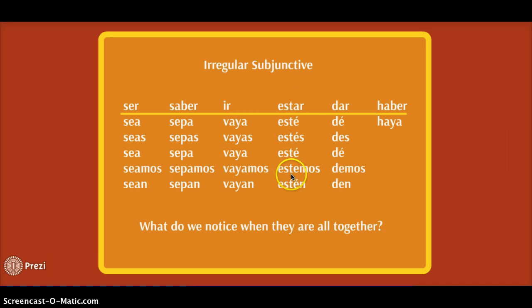Estar, I don't know. That was pretty easy. Use the opposite vowel endings. Dar, also use the opposite vowel endings. That was pretty simple. And haber couldn't be easier. It's just haya, the end.